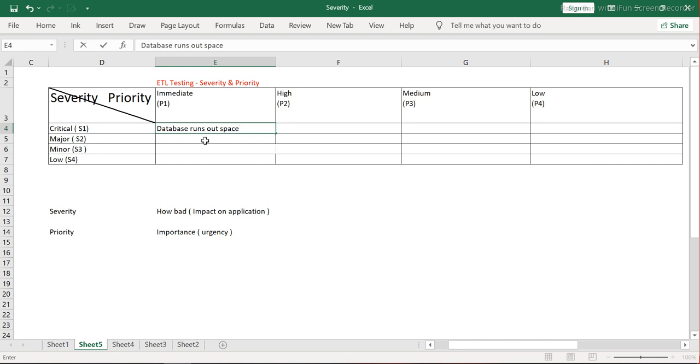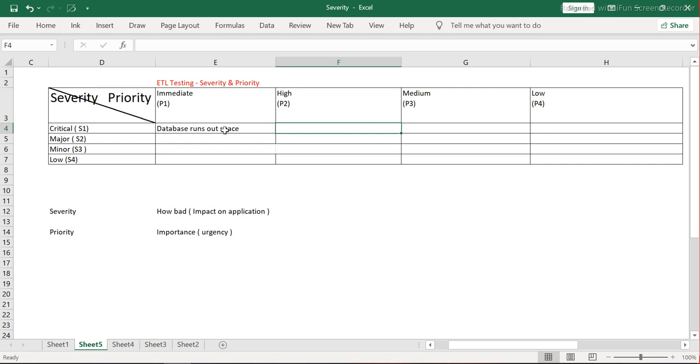Okay. So basically, I would say that it's not the entire database that is down, but the database is giving you an error, right? It has run out of space, which means your job will be failing because it's not allowing any further data to be updated in the database after the job runs, right? So this is the kind of scenario, or this is the kind of bug, which you will always consider at priority immediate and severity critical. All right, because we need to fix it immediately, otherwise there is nothing you can do, right?